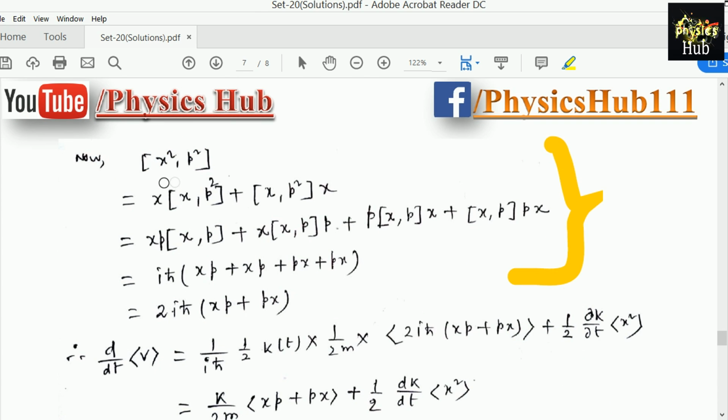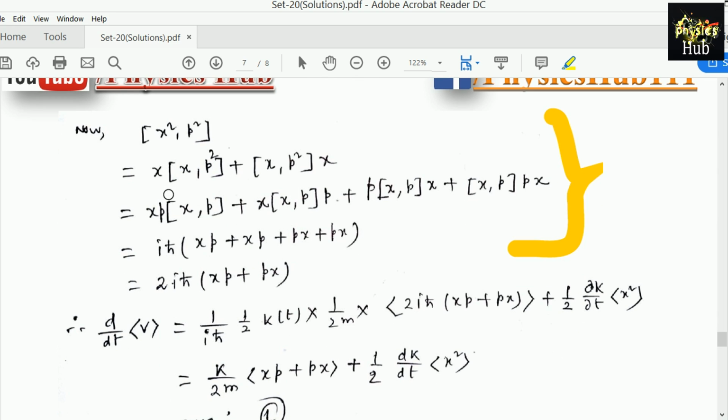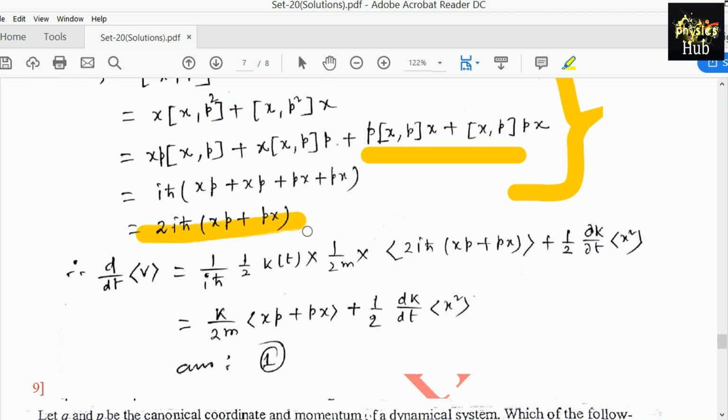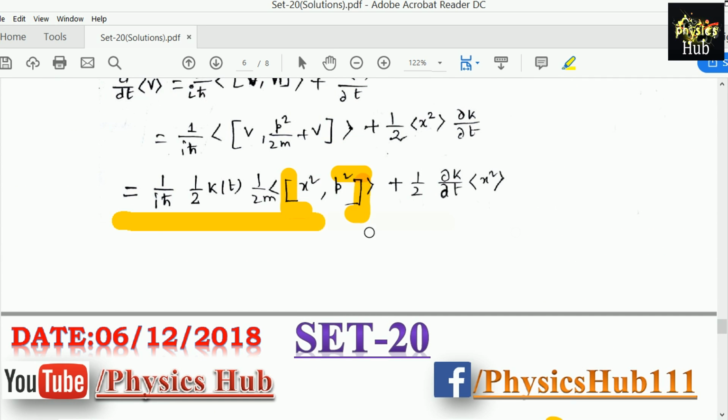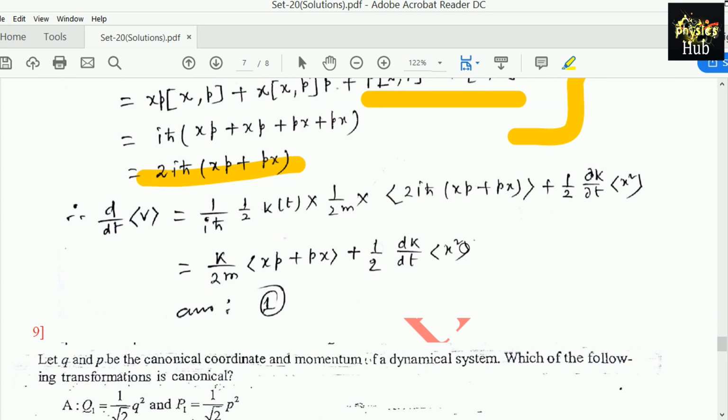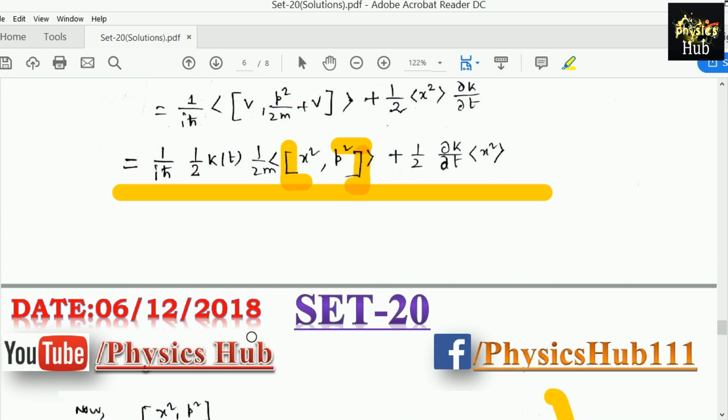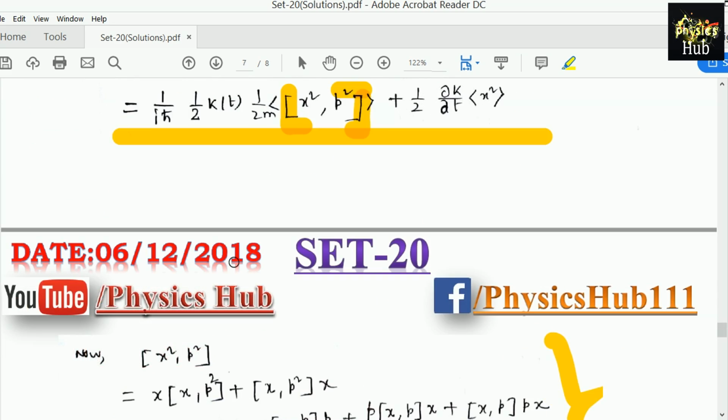So x squared means x into x, so the first x comes on this side and another x goes this side. In the next section we did p into p, so the first p comes here and the next p will go there. Similar thing is happening here, and as a result you will get this. So you just replace the value of the Poisson bracket of x squared, p squared in this expression, and what you discover is that it is matching with option 1. So option 1 is the correct option.